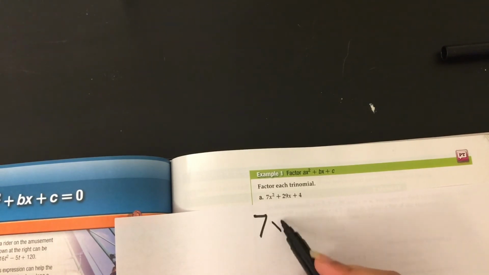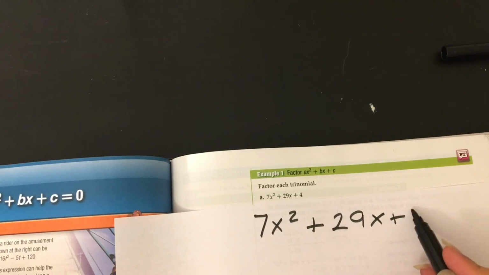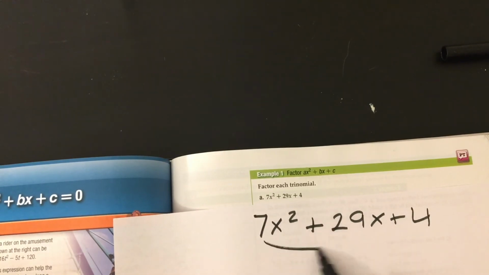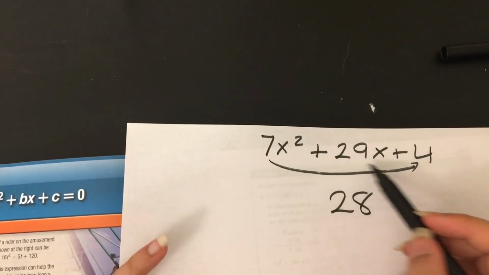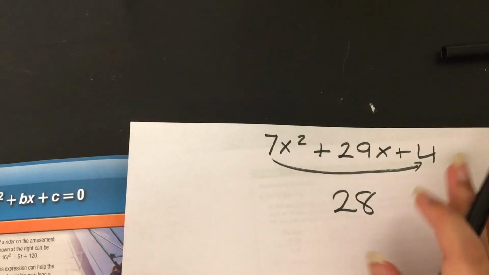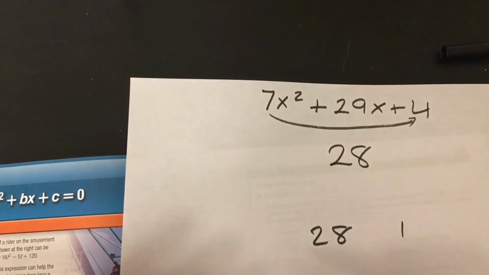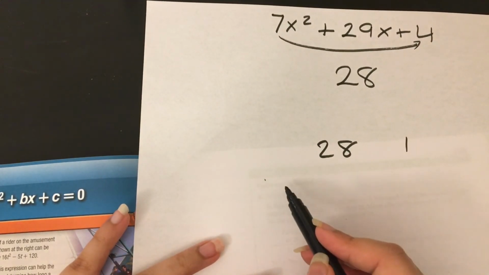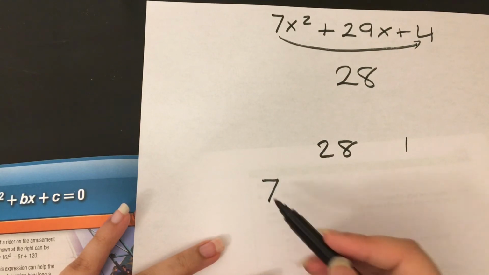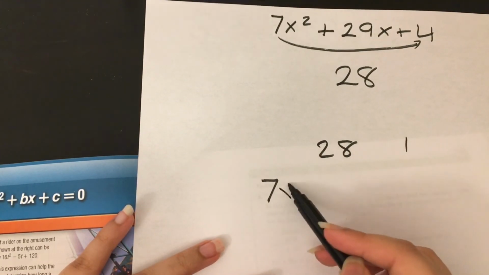It says 7x squared plus 29x plus 4. So now we're going to multiply a times c. 7 times 4 is 28. So what are factors of 28 that add up to 29x? Well, this one is pretty simple. 28 and 1, right? So now here's where things get a little bit tricky. We're going to rewrite this equation, and we're going to have to pull out a GCF using not just x squared, but 7x squared. So let's rewrite this.